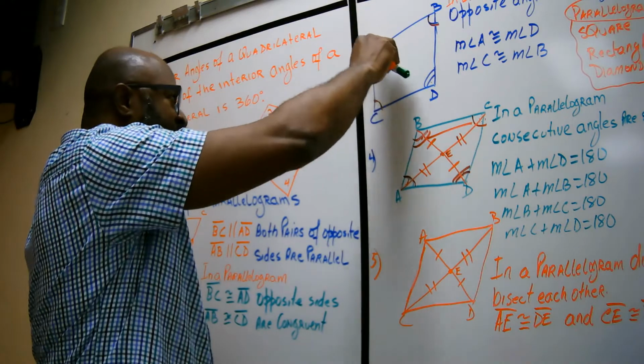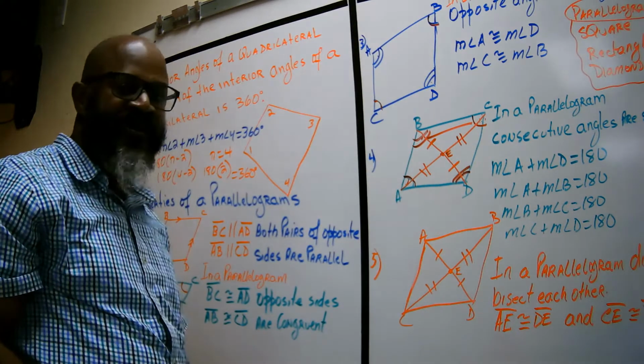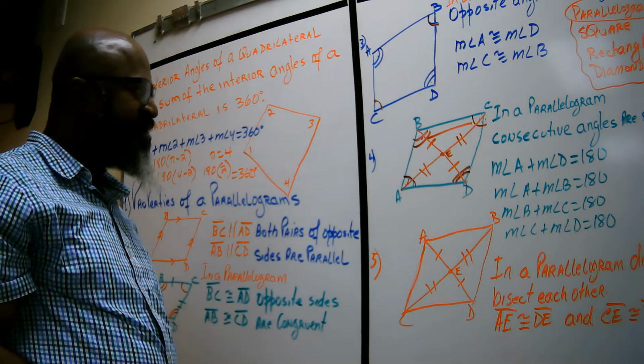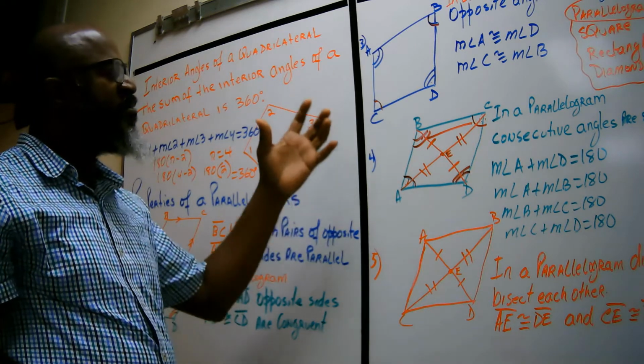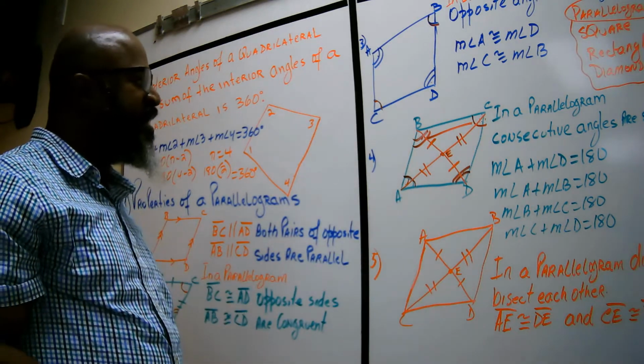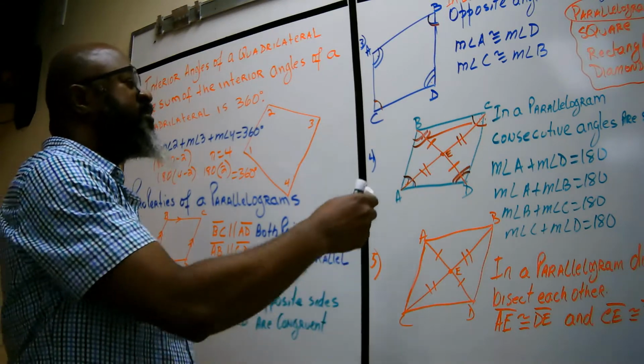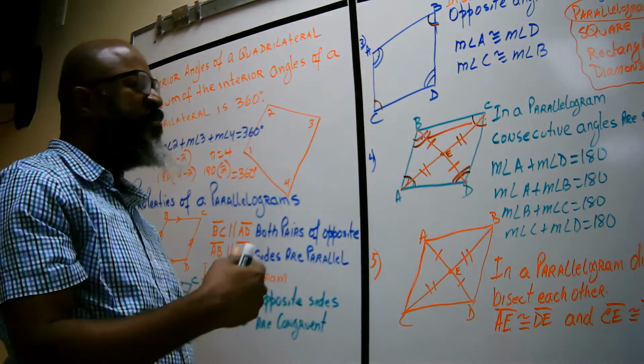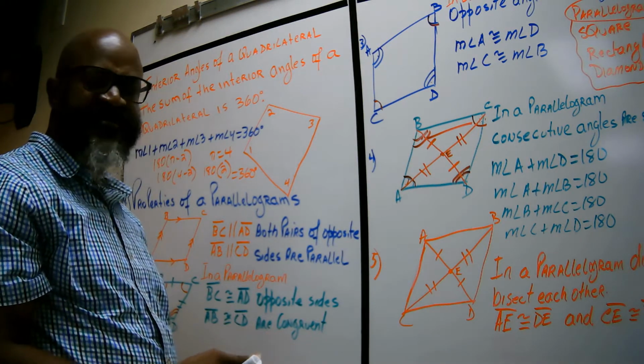Angle A is opposite to angle D. They are congruent. Another property: if a quadrilateral is a parallelogram, the diagonals bisect each other. So they're going to bisect. The way they meet is the midpoint, halfway.